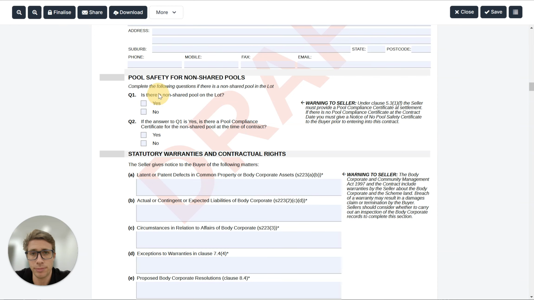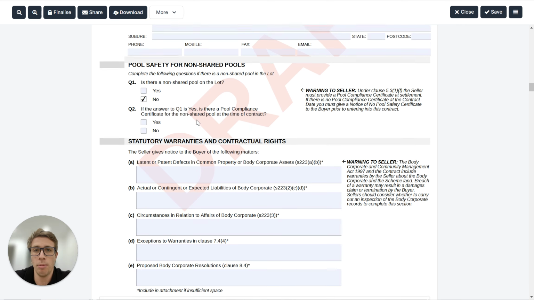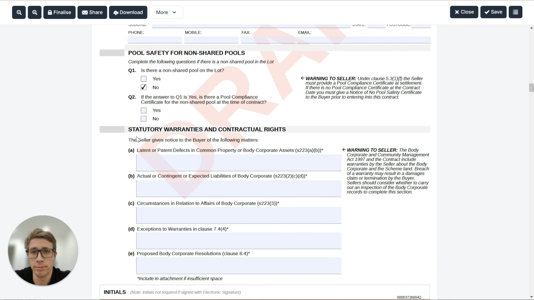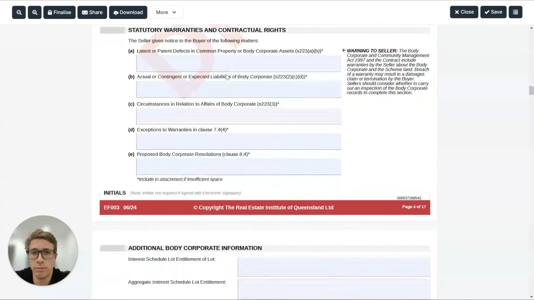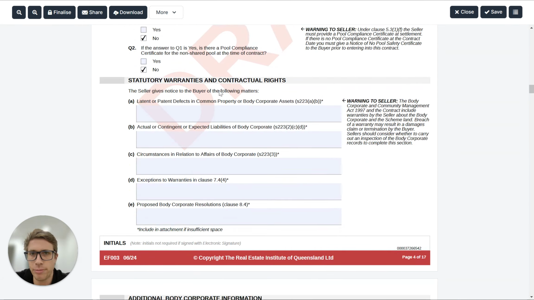Pool safety for non-shared pools. Obviously if it's a unit, it's normally going to be a shared pool. Is there a non-shared pool on the lot? No, there probably is not going to be a non-shared pool. Pool safety for non-shared, yep. Is there a non-shared pool on the lot? No. If the answer is yes, is there a pool compliance certificate for the non-shared pool at the time of the contract? No.